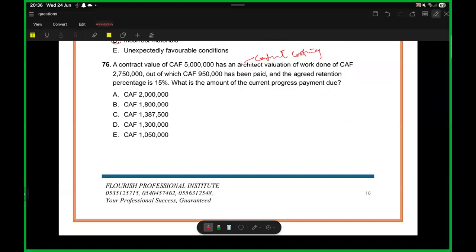Read 76. All right, let me read my question. A contract value of 5 million CFA has an architect valuation of work done of 2,750,000 CFA, out of which 950,000 CFA has been paid, and the agreed retention percentage is 15%. What is the amount of the current progress payment due?